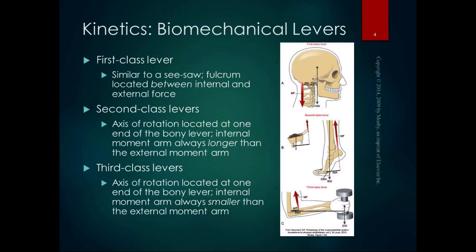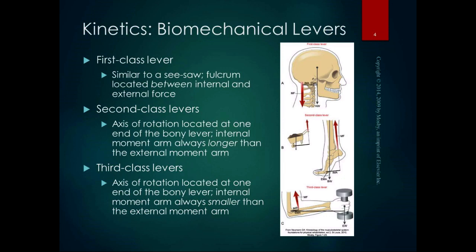Okay, most of the biomechanical levers in our body for concentric muscle contractions are third-class levers, and third-class levers favor motion. Second-class levers favor force. So most of our concentric muscle levers are third class, most of our eccentric ones are second class. There are exceptions to those, but the general rule is that third class concentric, second class eccentric. Third class motion, second class power.